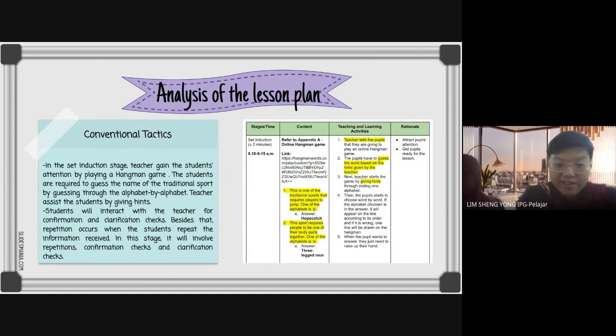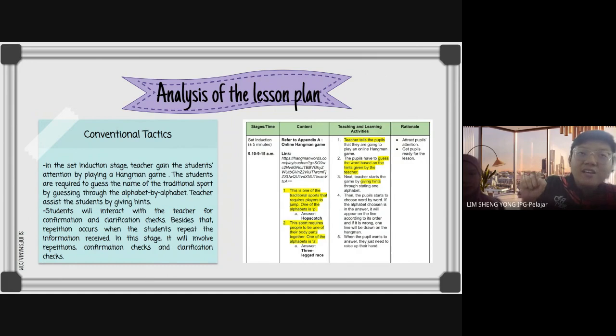Now, students will interact with the teacher for confirmation and clarification checks. Repetition occurs when students repeat the information received. In this stage, it will involve repetition, confirmation checks, and clarification checks. In this case, it is asking, "Are you sure? Are you sure this is the correct word?"